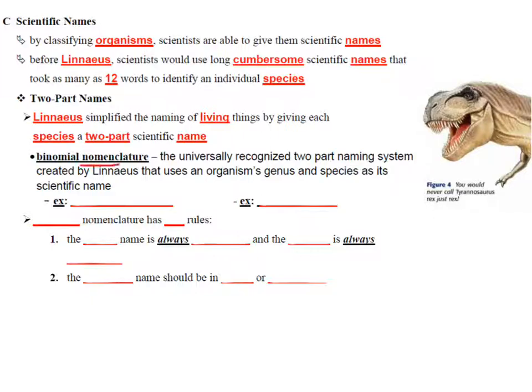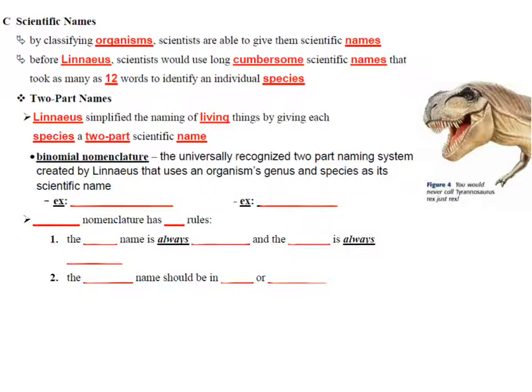Nomen means name, and bi means 2, so basically this means a 2-name naming system. So this is the universally recognized 2-part naming system, so all biologists essentially recognize this naming system where you use an organism's genus and species as its scientific name.